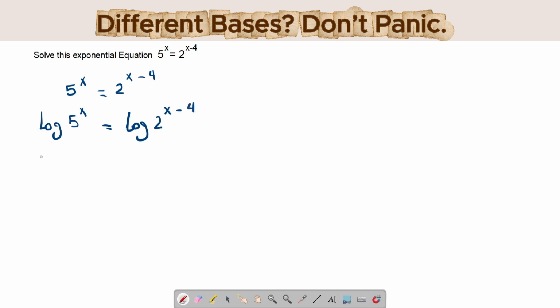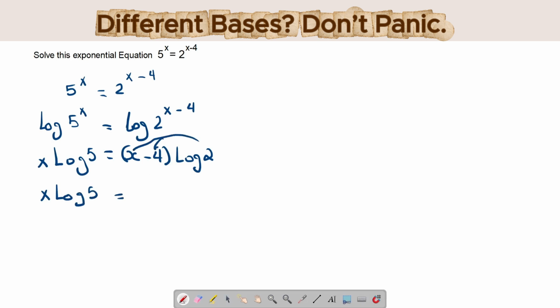Now apply the power rule. And what you're going to get is x log 5 equals (x minus 4) log 2. Distribute, and so you have x log 5 equals x log 2 minus 4 log 2.